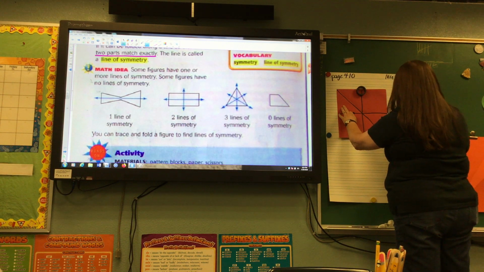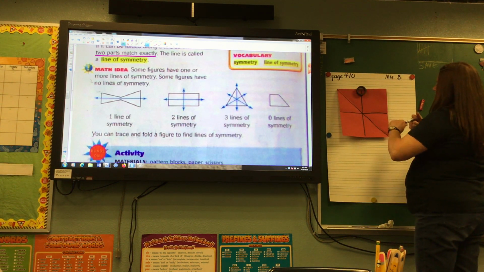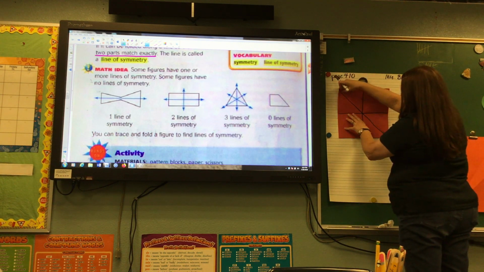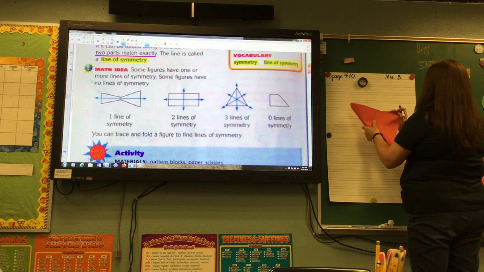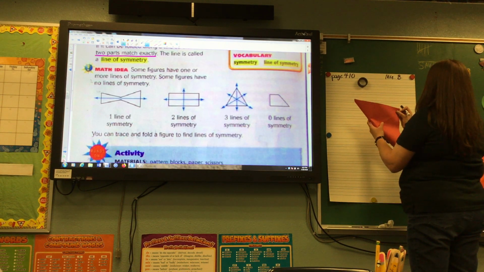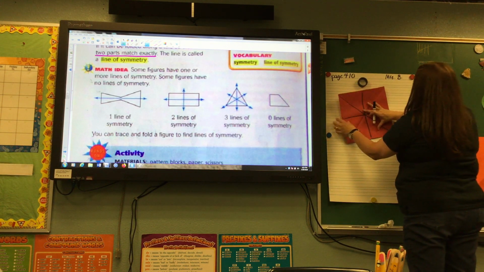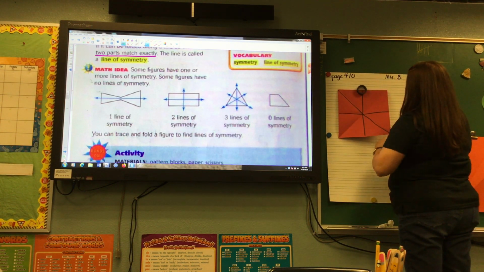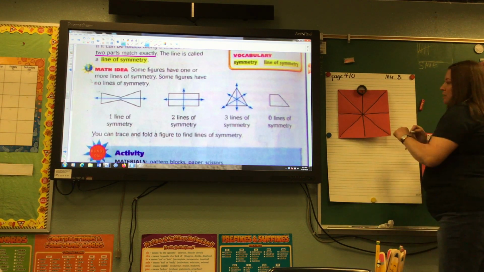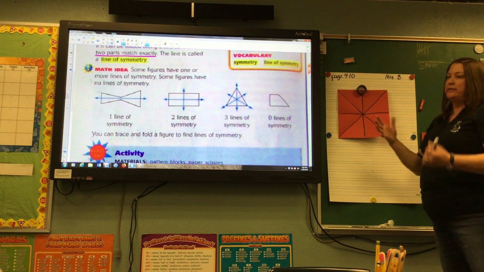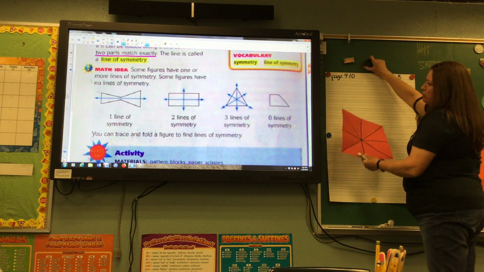I'm pretty sure that if I can take this corner and they match, I could take this corner and fold it this way and they would also match. It looks like I have another line of symmetry there. Yep, both sides match perfectly. So that square has several lines of symmetry, places I could fold it to make both sides match.